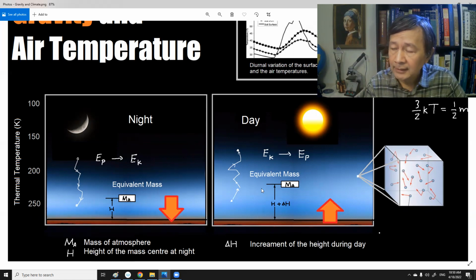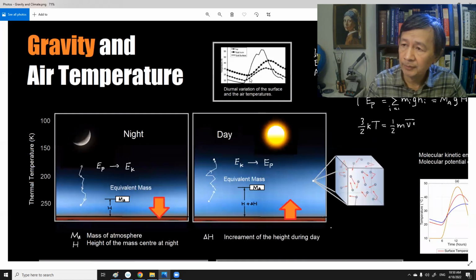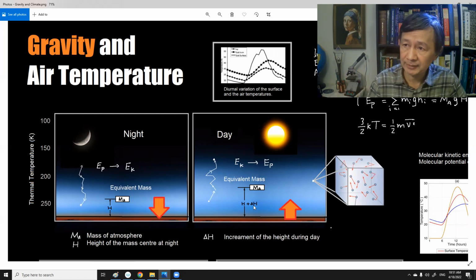Why? That is because during the day, the surface gets hot very easily, as you can see in this diagram, after sunrise. So the surface temperature gets hot very quickly. As a result, the air molecules near the surface could gain the energy directly from the surface, either by conduction or convection.